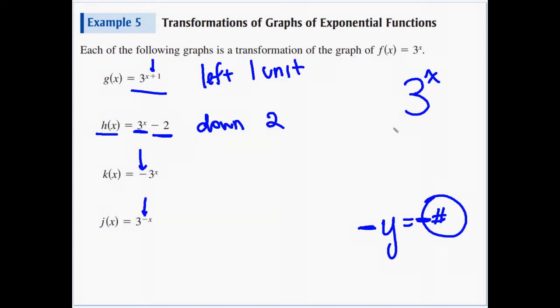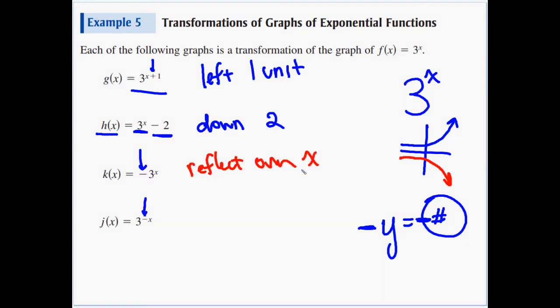3 to the x, an exponential function, is always up in the top two quadrants, positive and increasing. If I put a negative in front of that, it moves all the positive numbers down to the negative quadrants, 3 and 4. So this is a reflect over x. Reflect over the x-axis.